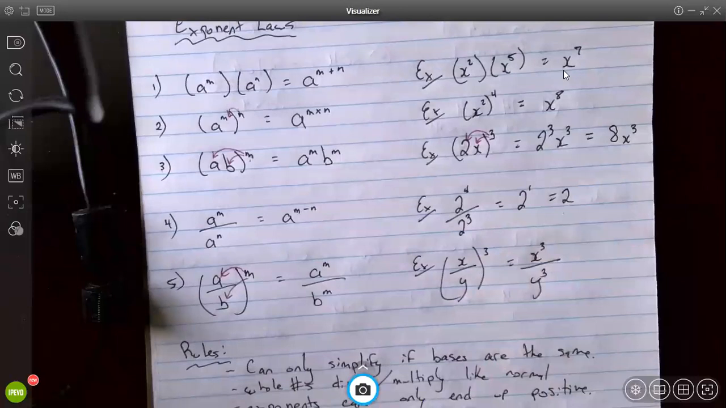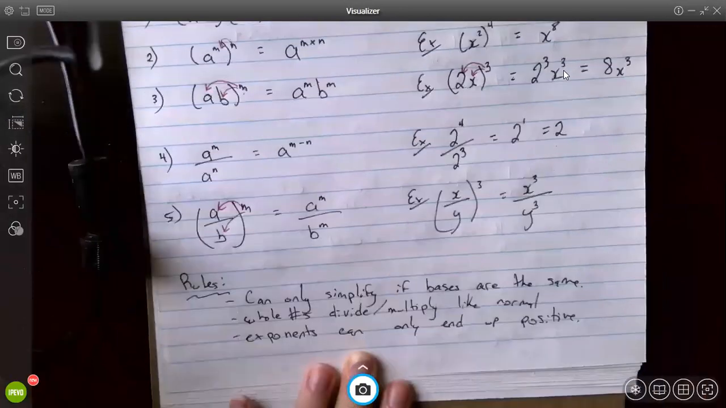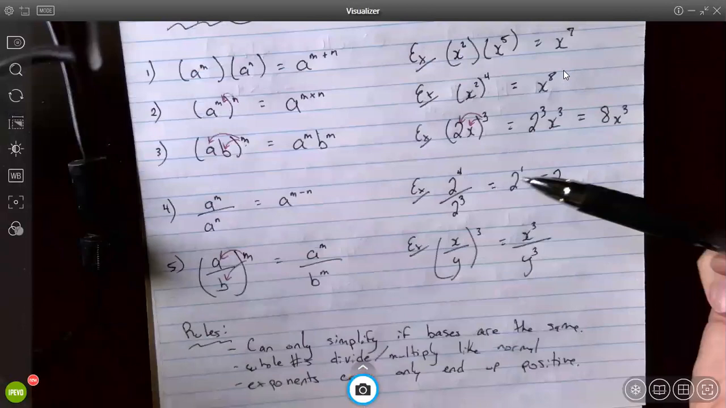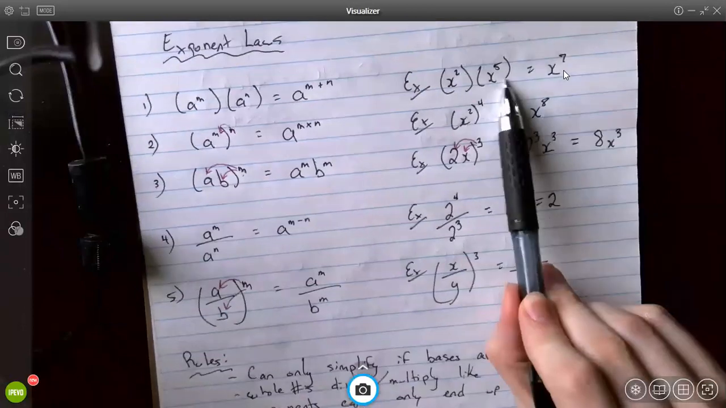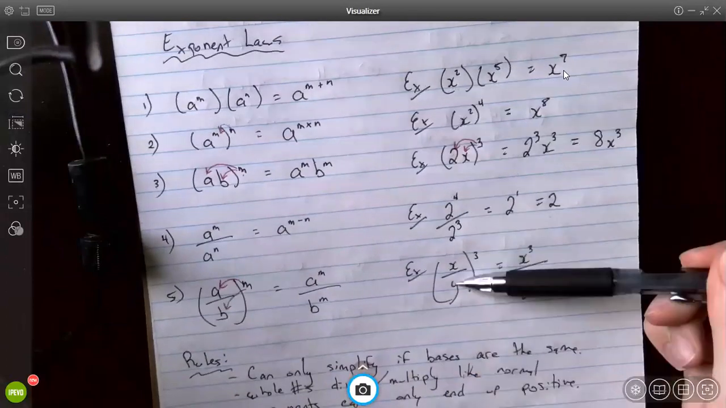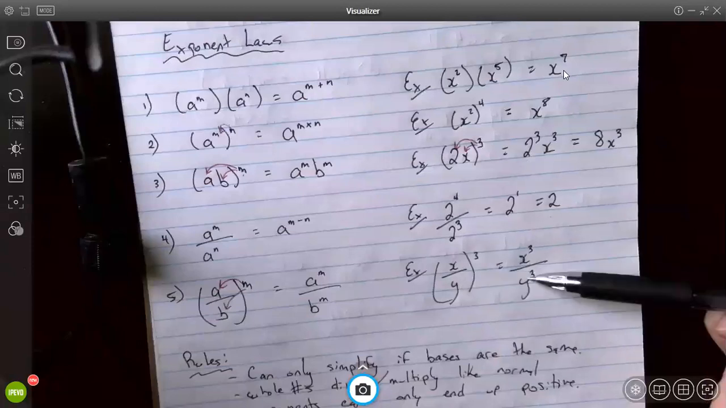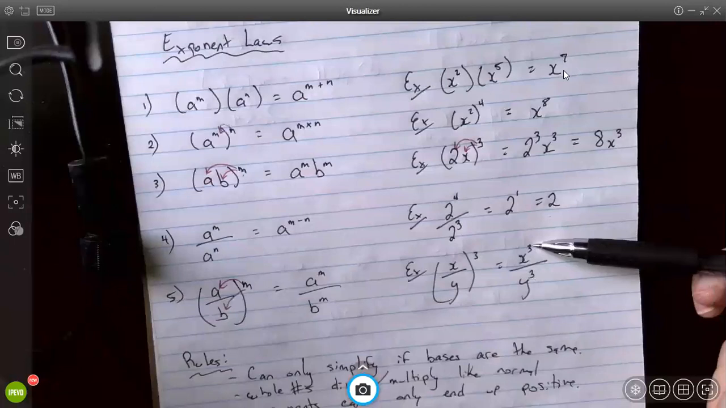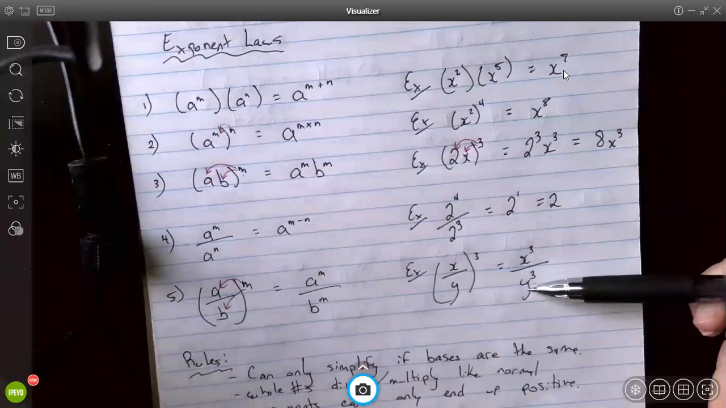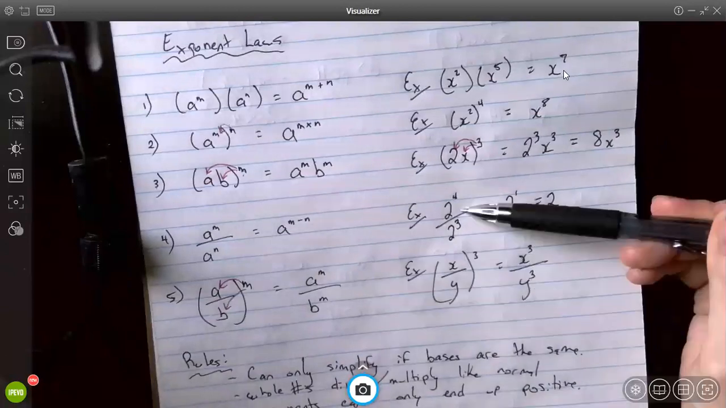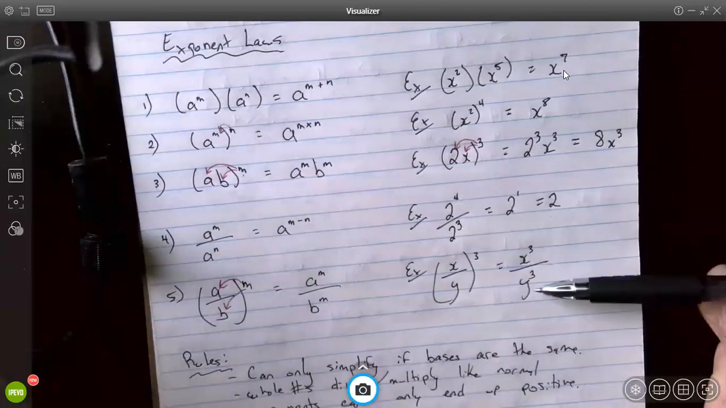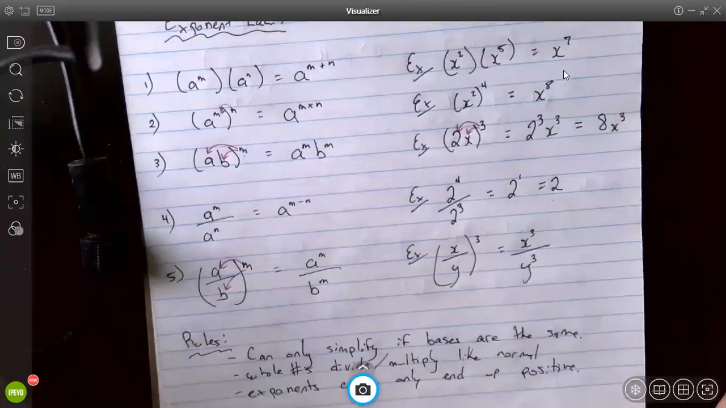Okay, just a couple rules here at the bottom to remember when you're solving these problems. You can only simplify from multiple bases to a single base if the bases are the same. Okay, if the bases are different, they have to stay different. So I could not subtract these two exponents, even though I'm dividing, because my bases are different. Okay, so in the above example, my bases were the same. They were both 2. That's why I could subtract their exponents. If the bases are different, you cannot.